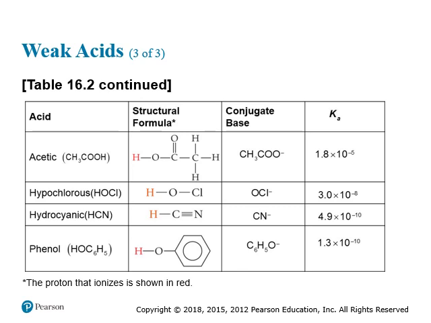We can see this trend continuing through acetic acid, hypochlorous acid, all the way down to phenol, in which we see a Ka value of 1.3 times 10 to the minus 10th. Of all the acids listed on the previous slide, phenol represents the weakest acid of the bunch, since it has the lowest K sub A value.